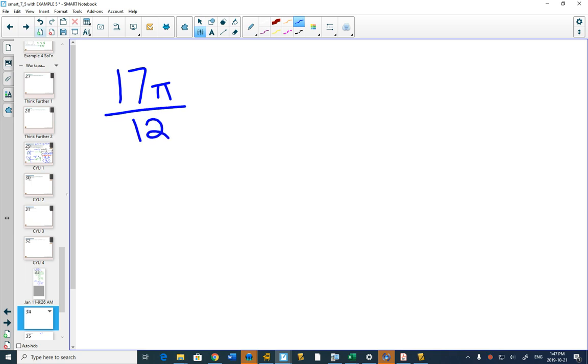Okay? Now, to get 17 pi over 12, you can't use 3 pi over 4 plus 4 pi over 3, or pi over 12 plus 4 pi over 12. The numbers aren't big enough. You're going to need to use a different family member, maybe something from quadrant 2, or something from quadrant 3, or something from quadrant 4.